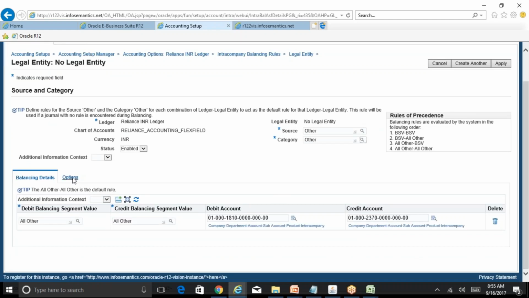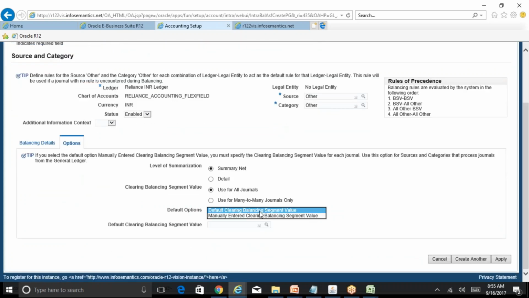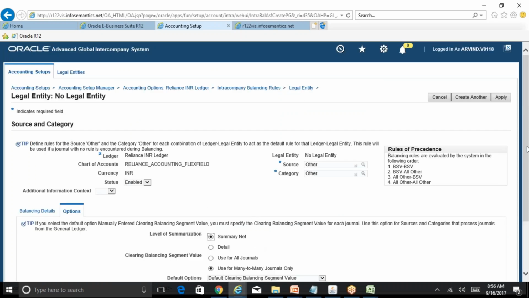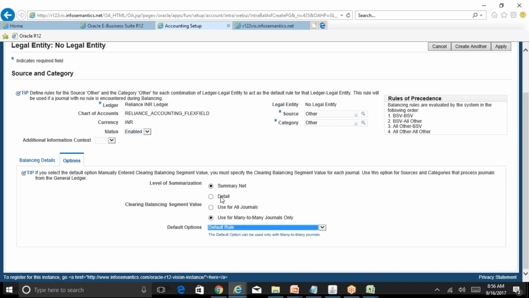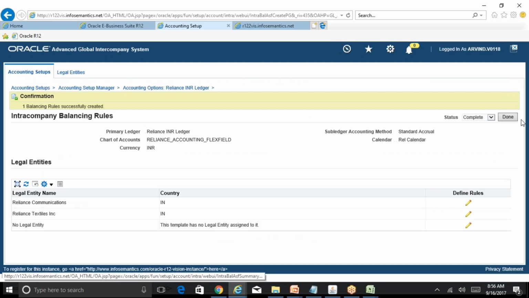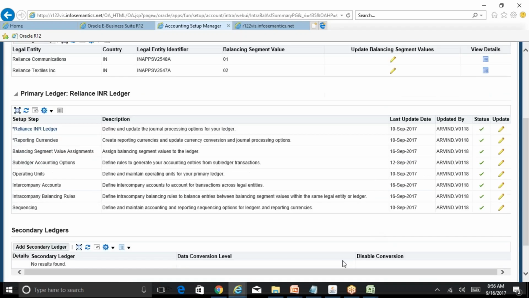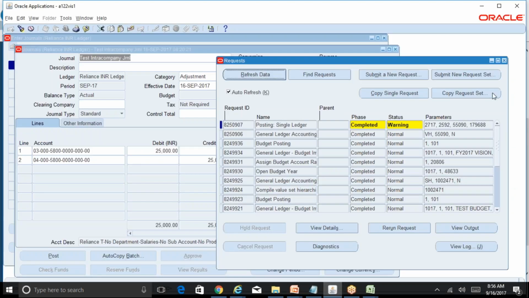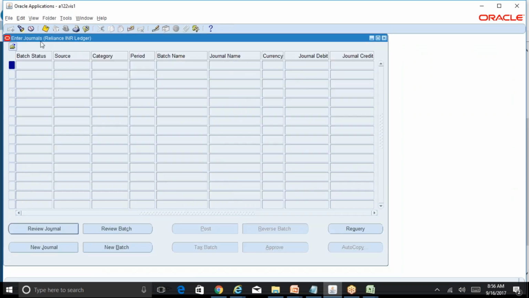Okay, and there is something called options. Here I'll explain the significance of use many-to-many journals and the default rule. I'll also explain the significance of summary, net, and detail in a while, let me complete this first. Now I completed the intra-company balancing rules. Now try to repost the journal. First requery this.